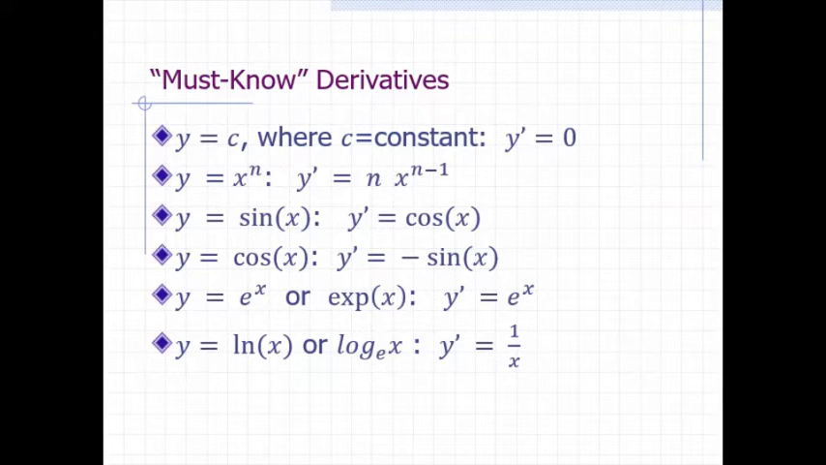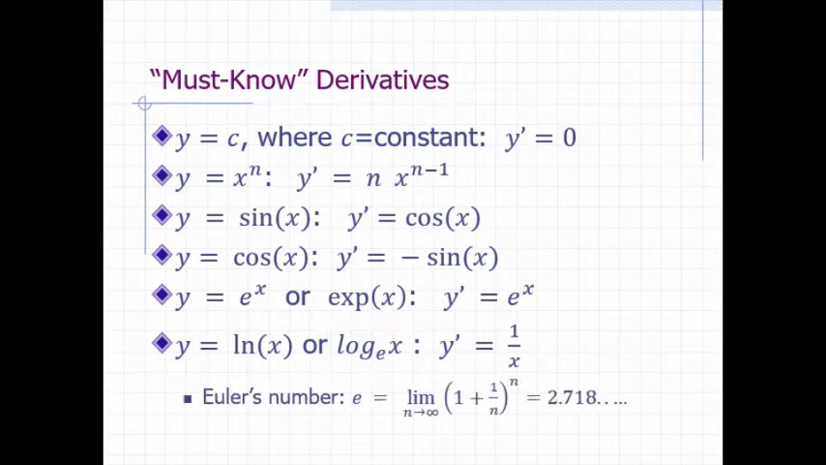The natural logarithm of x is often written as ln of x, or as log of x to the base e. Just in case you haven't seen e before, it's called Euler's number. It's the limit of the expression 1 plus 1 over n, raised to the power n, as n approaches infinity. Euler's number is an irrational number, with a non-terminating, non-repeating decimal. To 3 significant digits, it's 2.718.